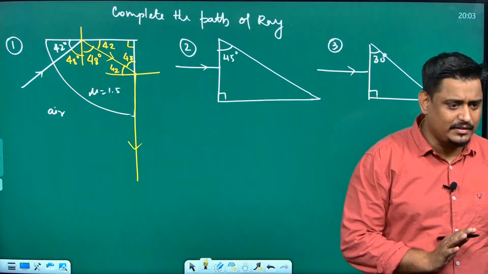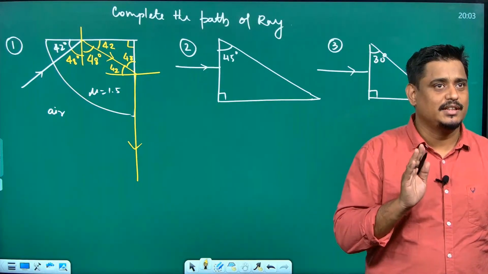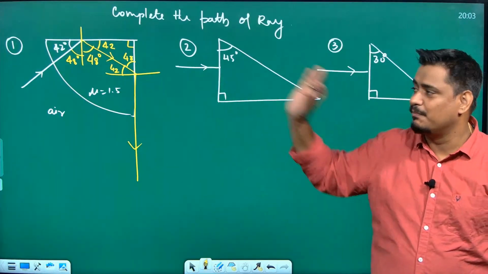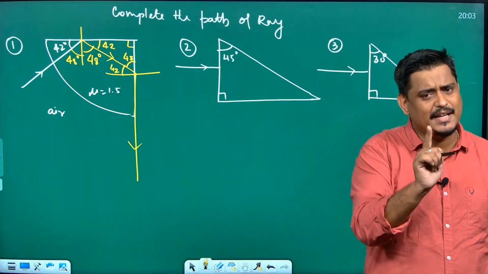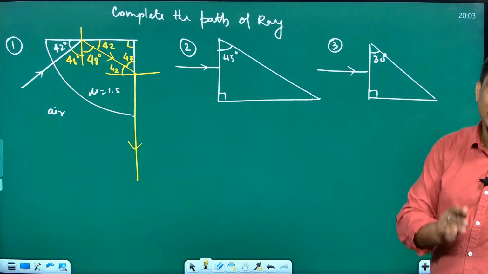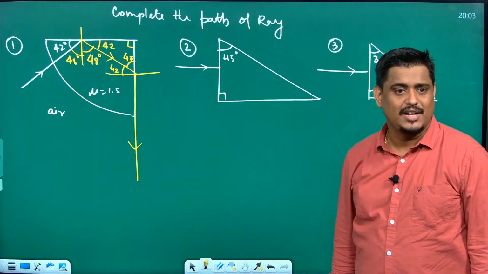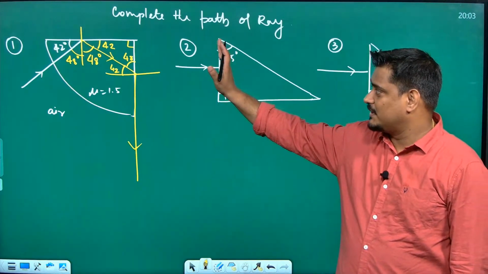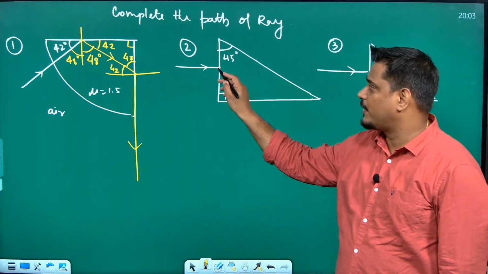Is it clear to you what I have done? It's not a very big question. If your concept is clear, this is a very simple question. If anybody has doubt, ask me. If there is no doubt, I will go to the next question. Next question is normal incidence. Why do I say normal incidence? Because this is perpendicular. So it will go straight inside like this.